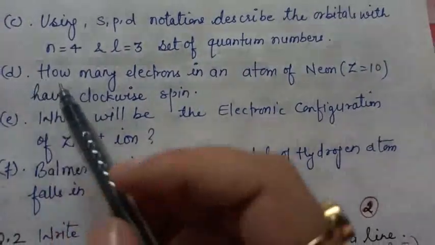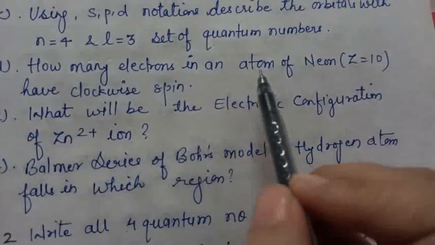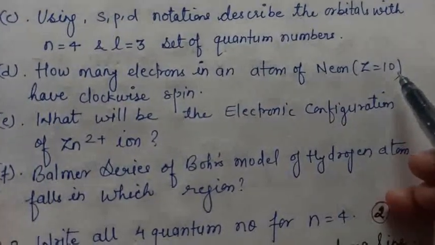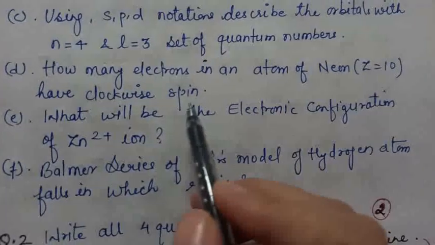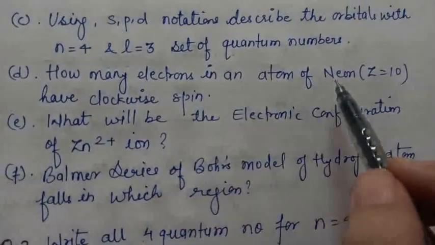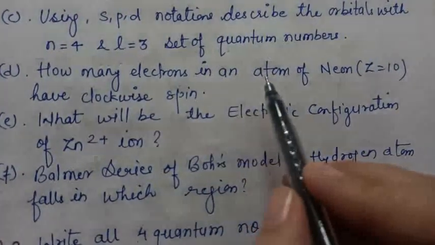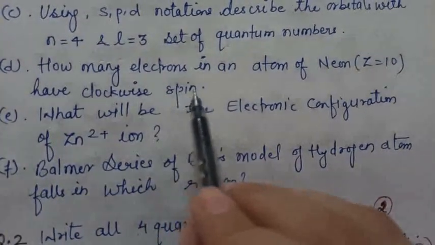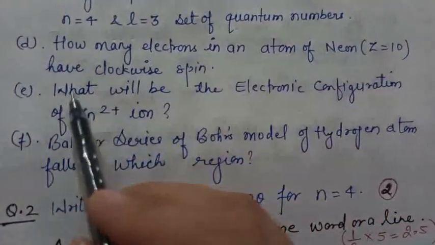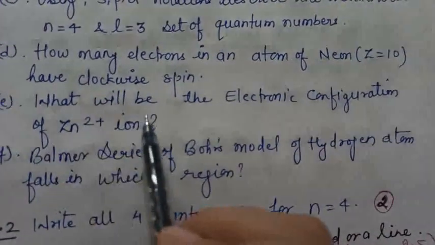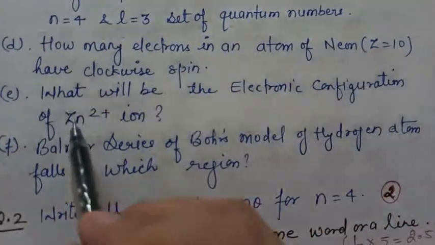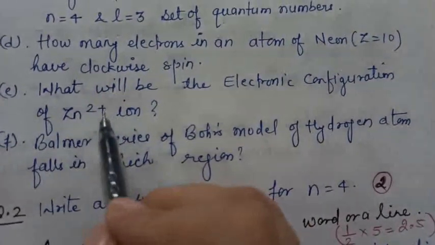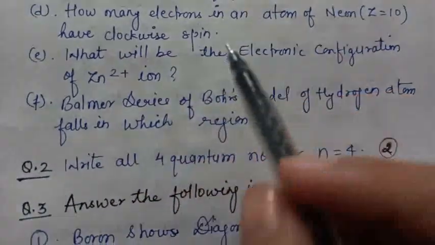Question number D. How many electrons in an atom of neon, whose atomic number is 10, have clockwise spin? Right? You have to tell in neon how many electrons are there which have clockwise spin. Only the electrons with clockwise spin. I hope you get it. Question number E. What will be the electronic configuration of Zn2 plus ion? Right? Zn2 plus ion. That is zinc ion.